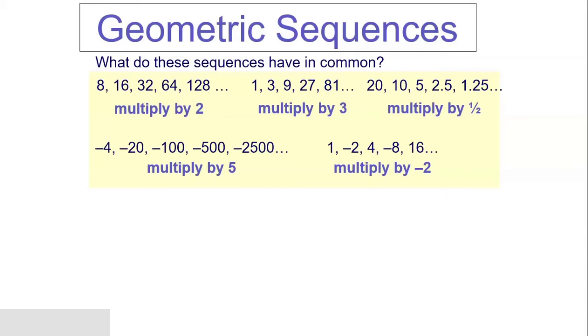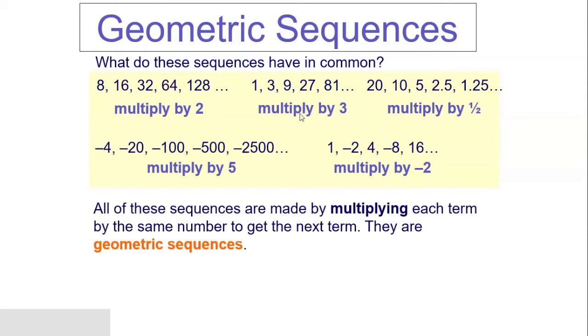So all of these sequences are made by multiplying each term by the same number to get the next term. They are geometric sequences. The number that each term is multiplied by to get the next term is called the common ratio, or the R of the sequence. So 2, 3, 1/2, 5, and negative 2 are the common ratios of the different geometric sequences.